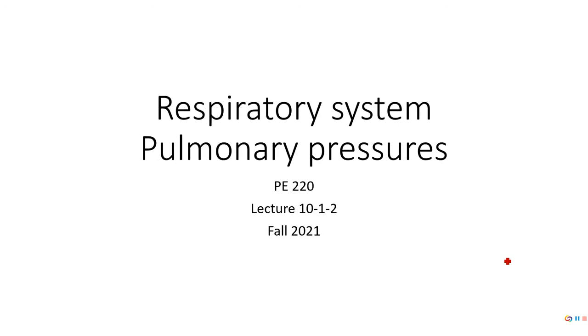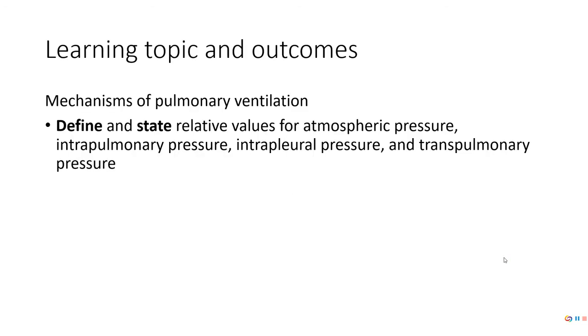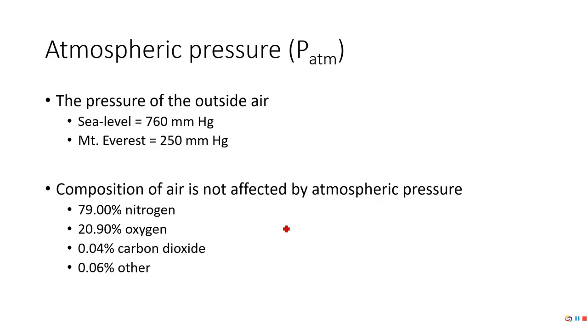Now that we've discussed functions, we're going to talk about pulmonary pressures. And so we've got 4 pressures that we're going to discuss here, 3 of which are actually occurring in the lungs, and 1 is kind of the outside environment and completely out of our control. And that first one is atmospheric pressure. So when we talk about atmospheric pressure, we're just talking about the pressure of the air.